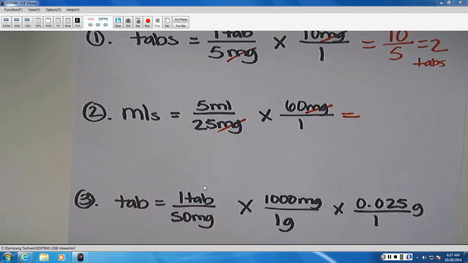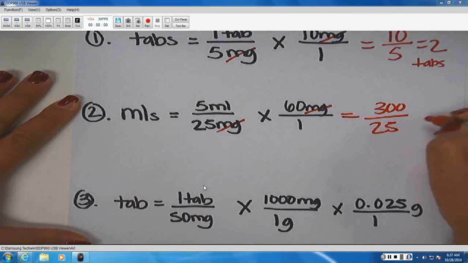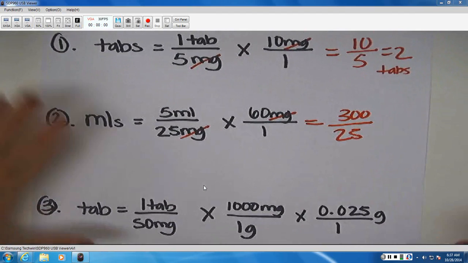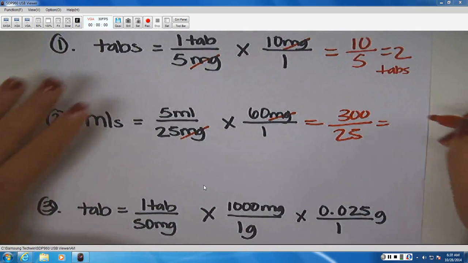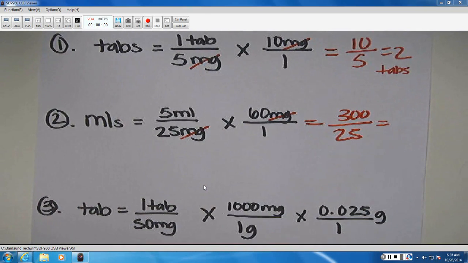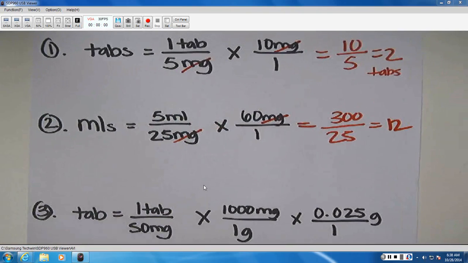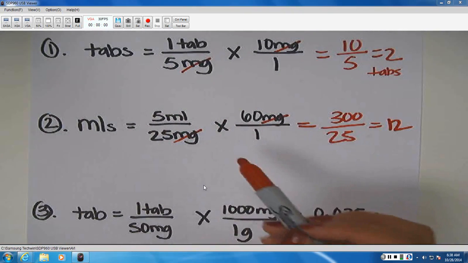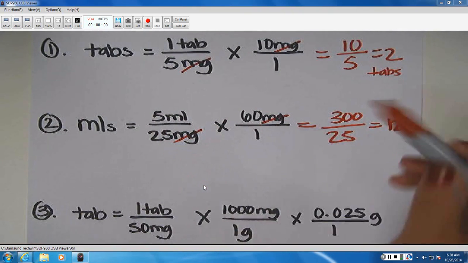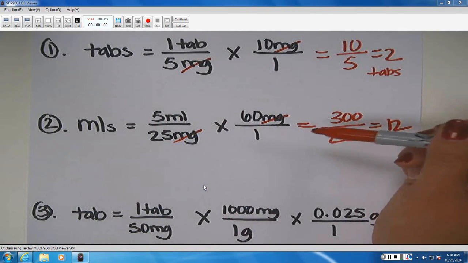So let's see here. 5 times 60 is 300 over 25. And then you just divide 25 into 300 and get 12. So I'm going to give 12 mLs. 12 mLs of a 25 milligram per 5 mL suspension is going to equal my physician's order of 60 milligrams of visceral.